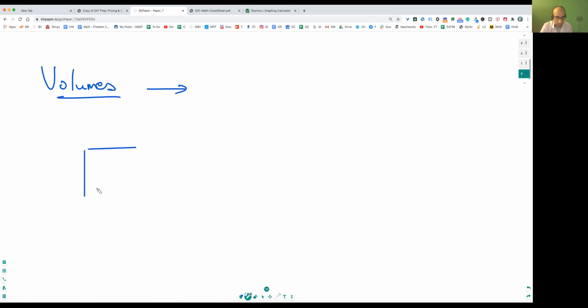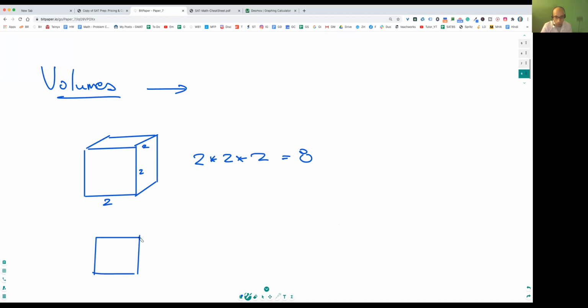So let's think about this, guys. You've got a cube. What does a cube mean? A cube means that all the sides of the square are equal. So you've got 2, 2, and 2 over here. So the volume of a cube is always going to be 2 times 2 times 2 if the side is 2. So 2 times 2 times 2 is 8. Can you quickly tell me what's the volume of a cube whose side is equal to 3? Take your time. Let's see how quickly you can solve it.